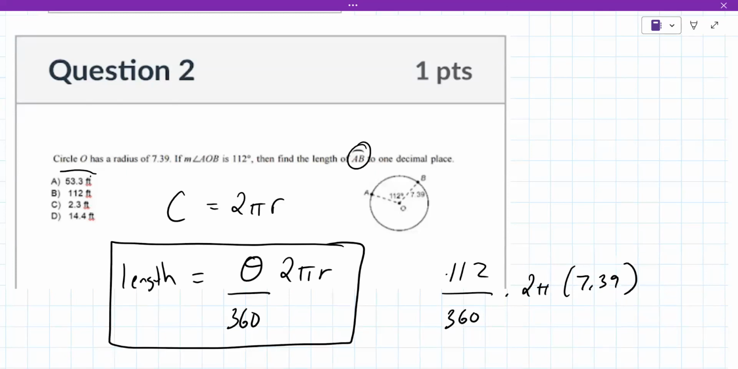Some, oh, pi, I forget pi. There. Right. 1/12. 1/12 times 2 times pi there.